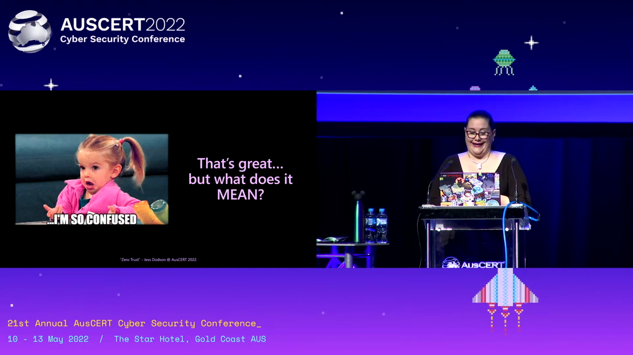So that's great. We've got these three ideas: verify explicitly, use least privilege, assume breach. That's awesome, but what does that actually mean when we want to go about applying that to our digital estate, to our infrastructure, our environments, our organizations?